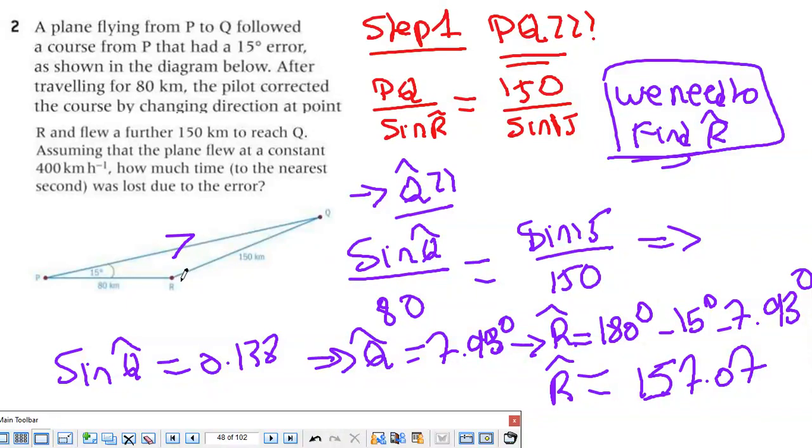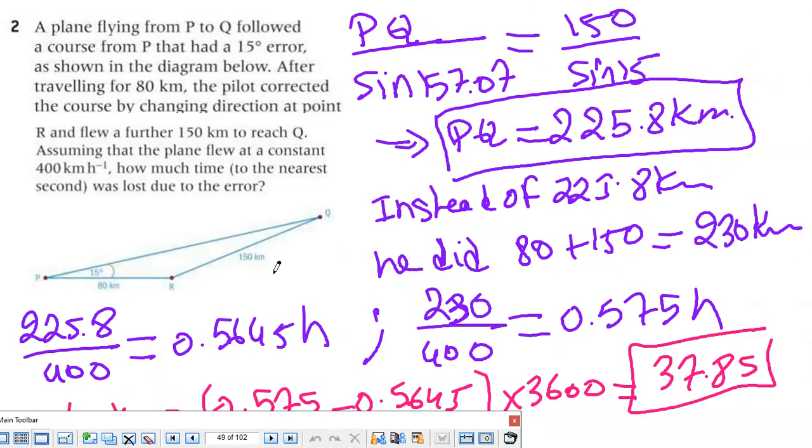To be able to find the angle R, we need to find the angle Q first. So how are we going to find the angle Q using the law of sines? I have sine Q over 80 is equal to sine 15 over 150. I cross multiply and I will get the angle Q. Once I got Q, 7.93, I can do now 180 minus 15 minus 7.93 and I will get the angle R, 157.07. And now, once I have the angle, I can go here and use the law of sines. Then we replace and I can get PQ is 225.8 kilometers.